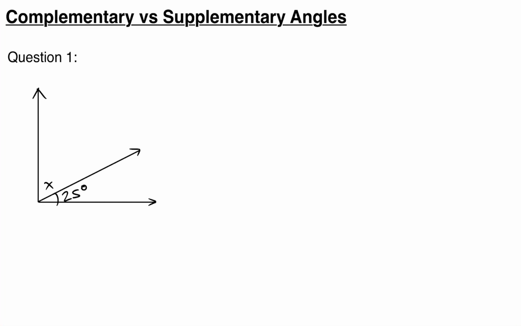Hey everyone, so in today's video we're going to go over complementary and supplementary angles. So what are complementary angles? Two angles are complementary if their sum adds up to 90 degrees.